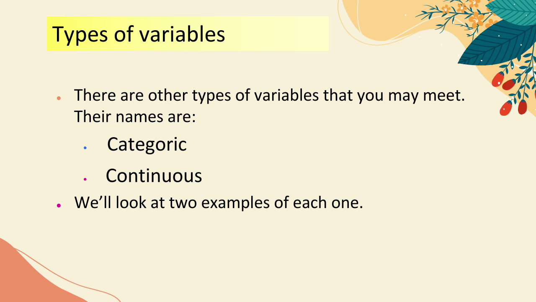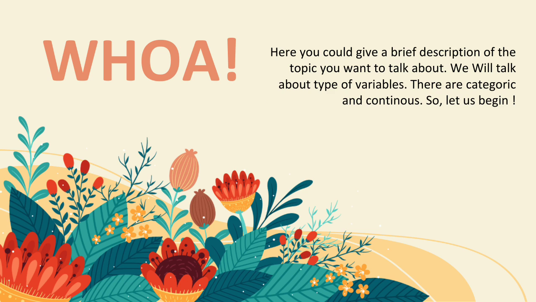Types of variables. You will meet many types of variables, but now I just want to tell you two types of variables. They are categoric and continuous, and we'll look at two examples of each one. We will talk about types of variables, and just two types of variables that are categoric and continuous.